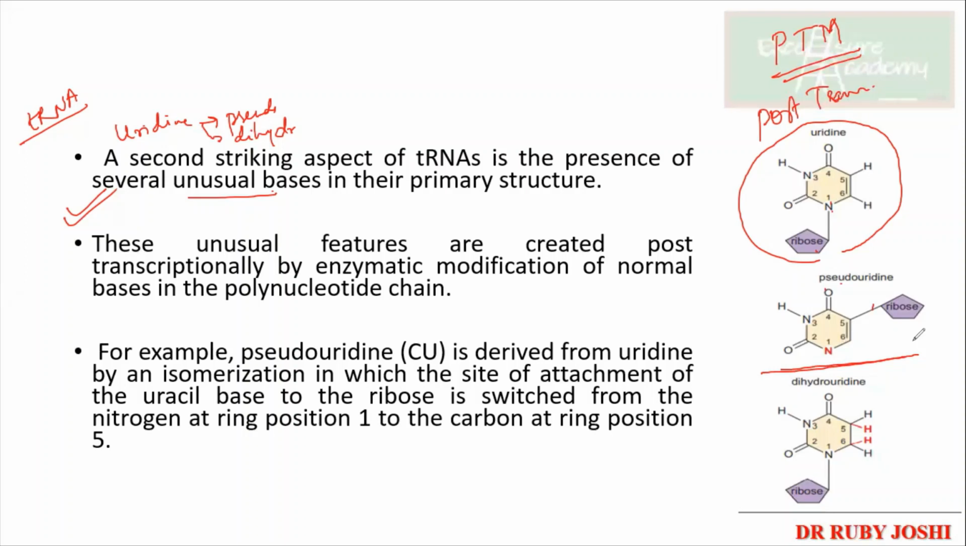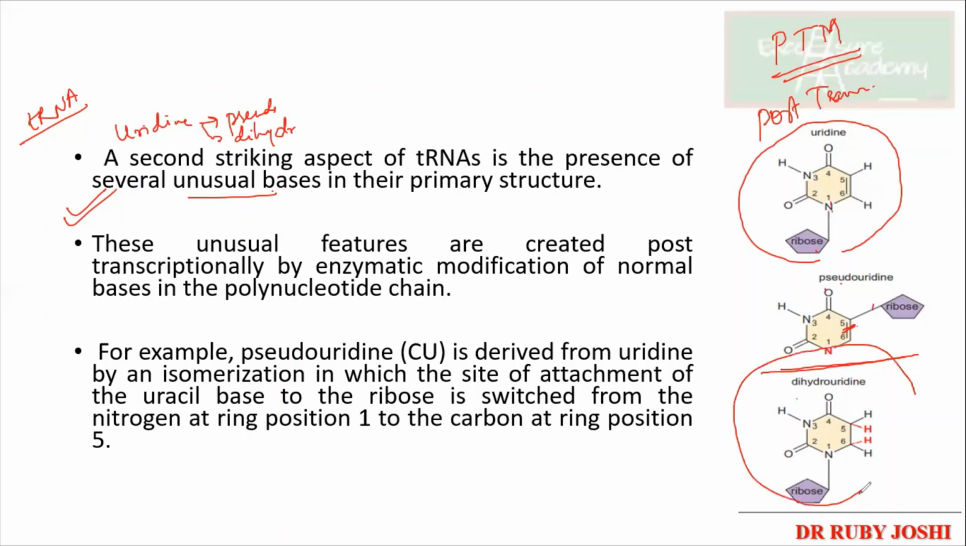I'll just repeat once again. The uridine, which has the ribose at the N1 position, gets modified and the attachment goes to the 5th position. This is how pseudouridine is formed. Now coming to dihydrouridine. What is happening to it? You can see it over here. Normally, there is a double bond at the 5 and 6 position. But here there is an addition of H. So, dihydrouridine. Rest is all the same.